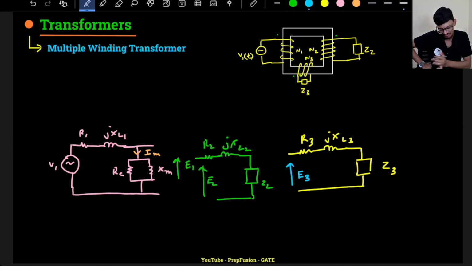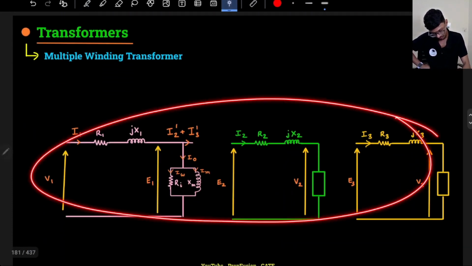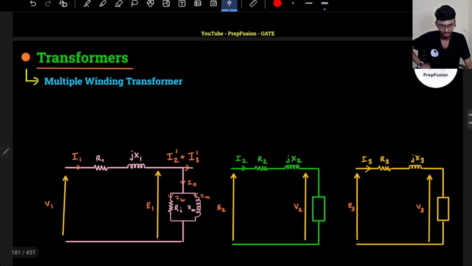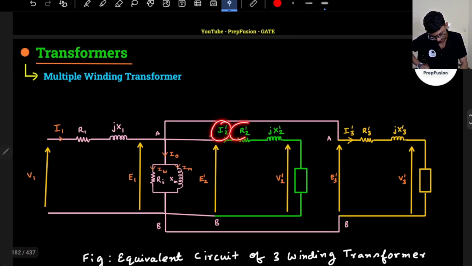Very simple, right? Just the referring concept. If I want to connect these three circuits, here is basically whatever I have drawn, the same thing, without referring. Now how to connect it? Simply, these points will be connected. Dot will be with dot. I hope you remember how to connect it. So I have connected it here. So everything is referred.